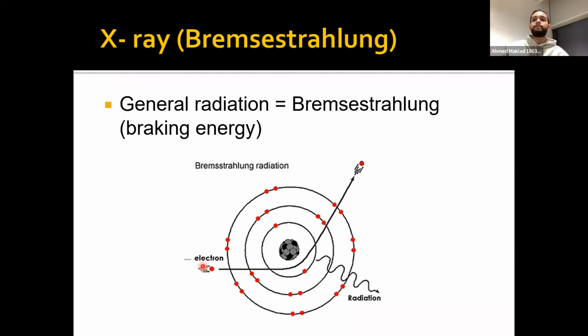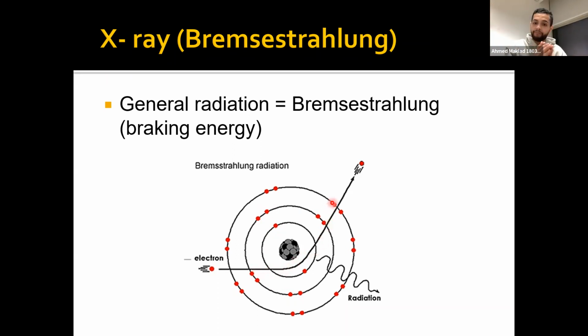In general radiation, the electrons coming from the cathode will go all the way near the atom, and it's going to change direction. It's going to deflect. It's not going to knock any other electrons out of the tungsten. It's not going to interact with them or touch them. It's going to go toward the nucleus and just change directions, as illustrated here.